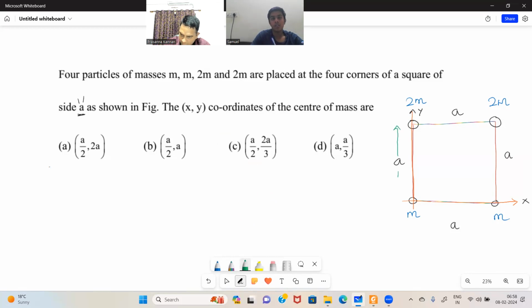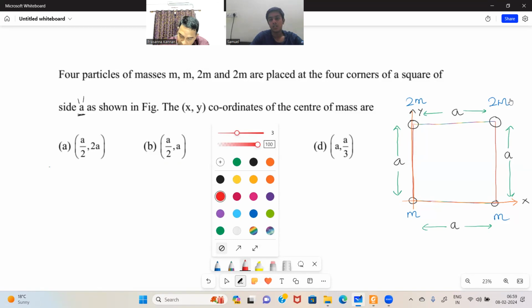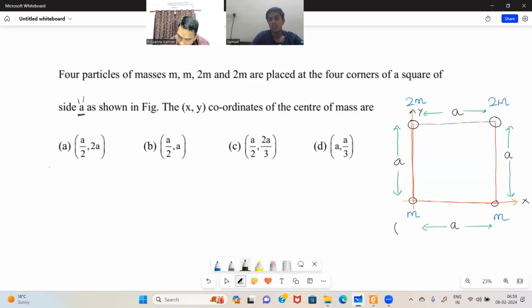So we have to apply the center of mass formula for 4 corners in this case. But you will be able to do that only after you know the coordinates, correct? So what are the coordinates? Let's start from here. What is the coordinate here, Samuel? I told you this is the origin, the meeting point of the y-axis and x-axis. So 0, comma 0. Origin, correct?